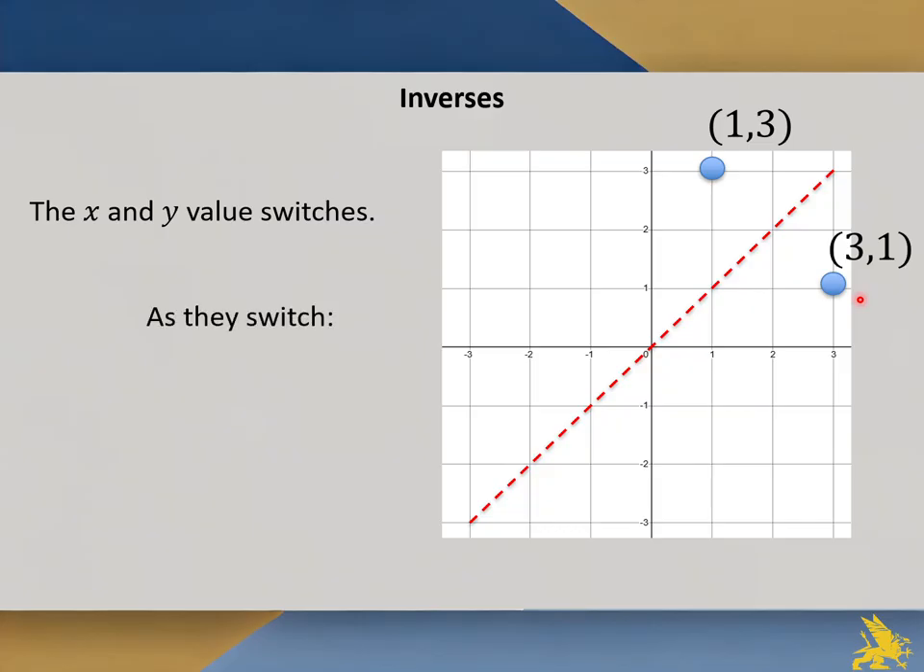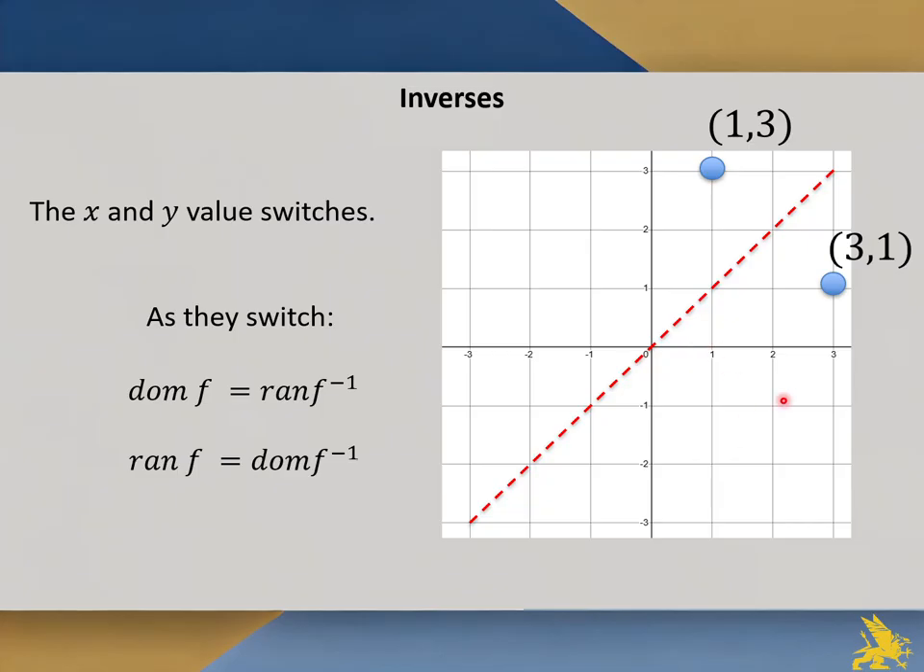As they switch, the first thing I want to speak about is that our x values are switching. X values normally refer to the domain. So that means the x value of 1 has switched to the y value. So the domain of my function is turning into the range of my inverse. Likewise, the 3, which is the y, has switched with my x value here of 3. So the range, which is y, changes into the domain of my inverse.